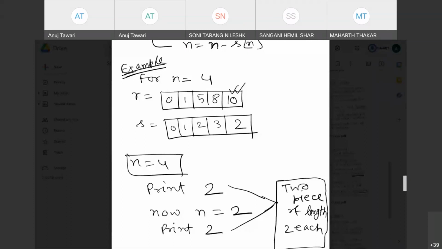About the paper pattern, I already told you it's going to be objective type. Do you want to know anything specific about it?